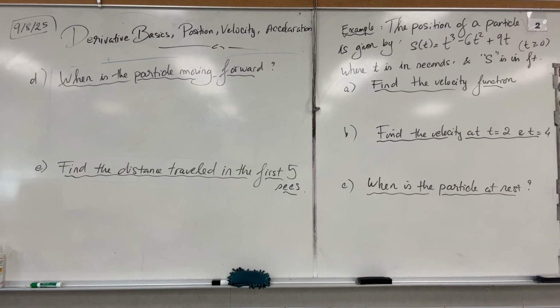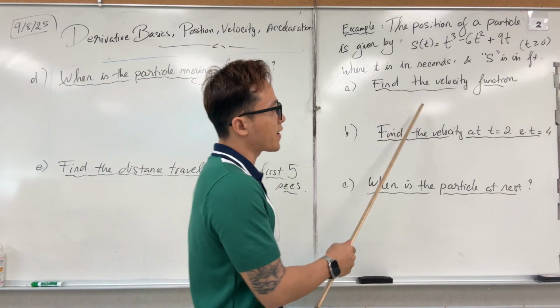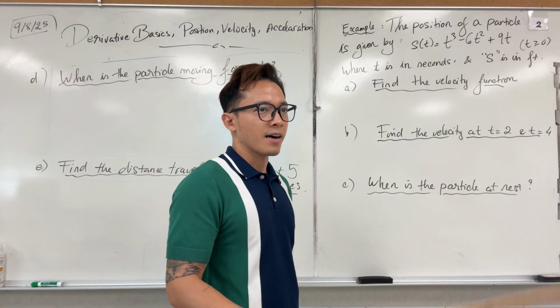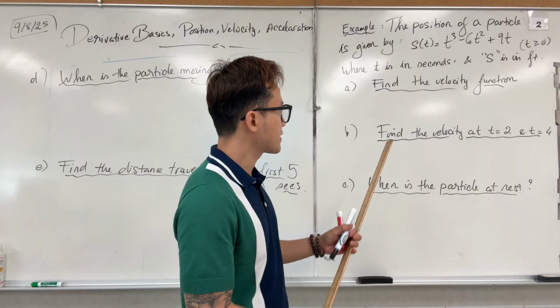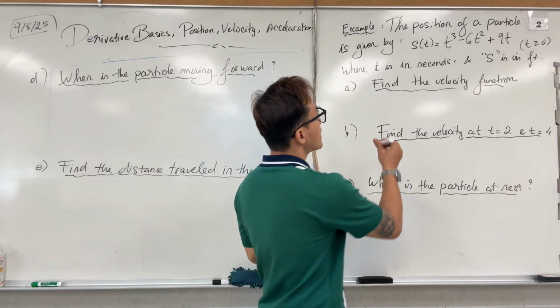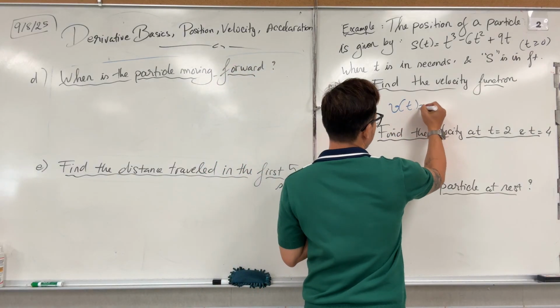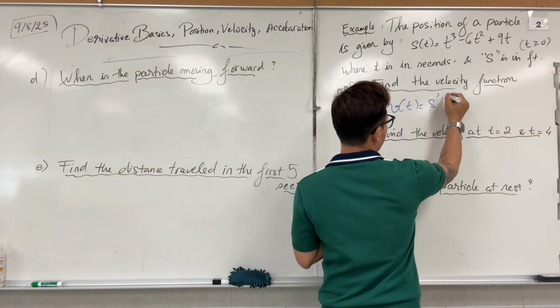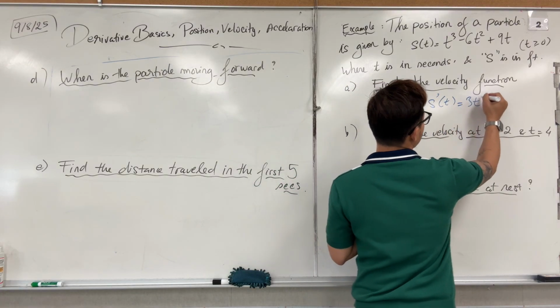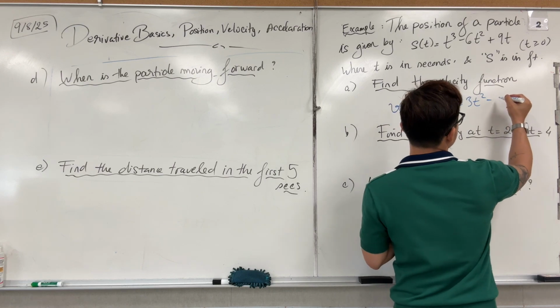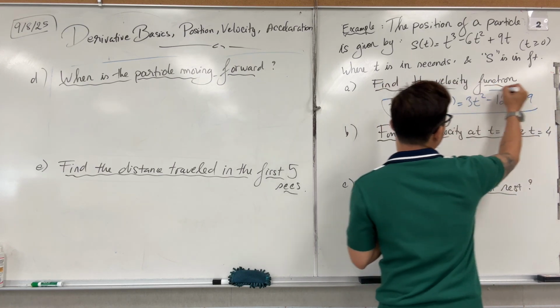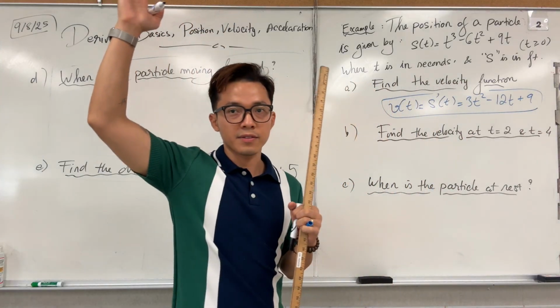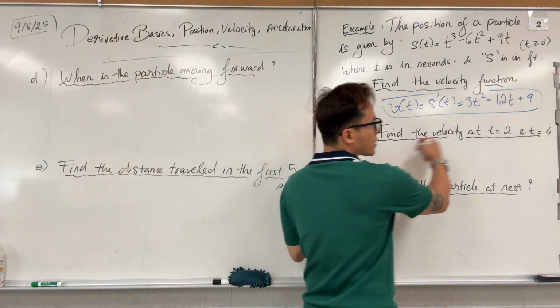Velocity function, easy. Emily, what is the velocity function? You have to take the derivative. Very good. Then what did you get? I got 3t squared minus 12t plus 9. Okay, good. You all got this one? Yeah, for sure. Okay, find velocity at t=2 and t=4.